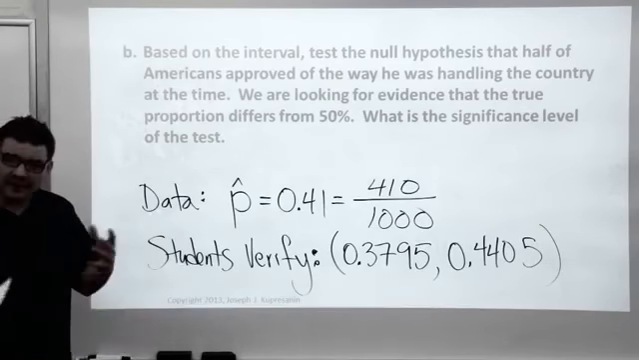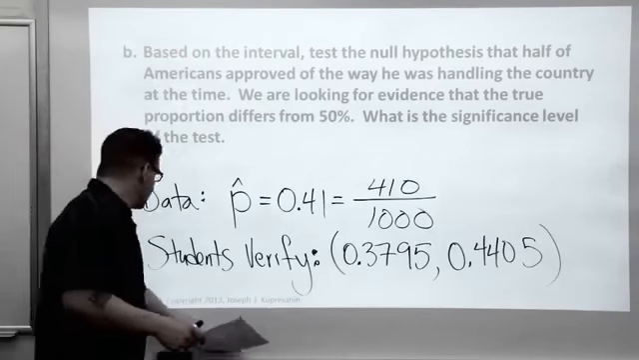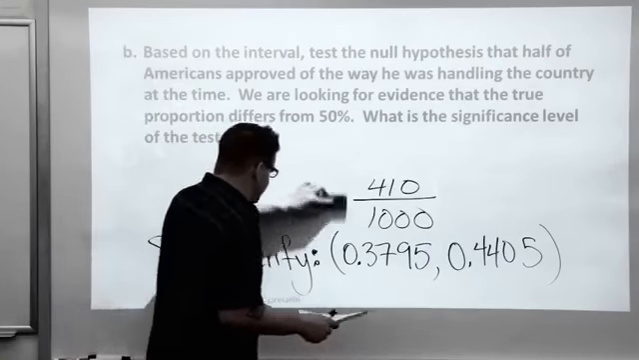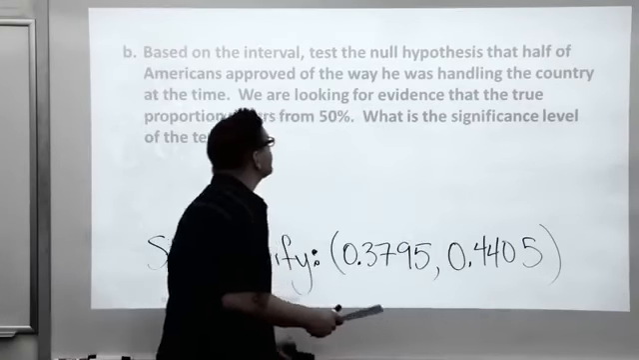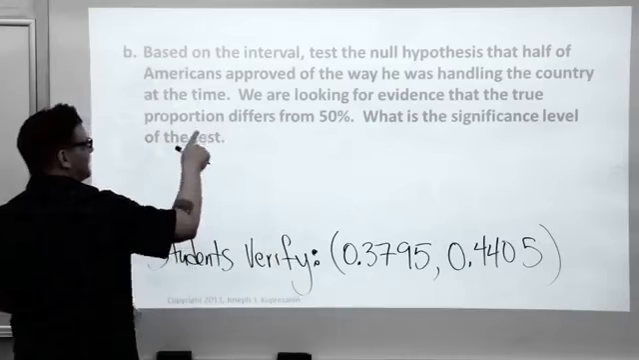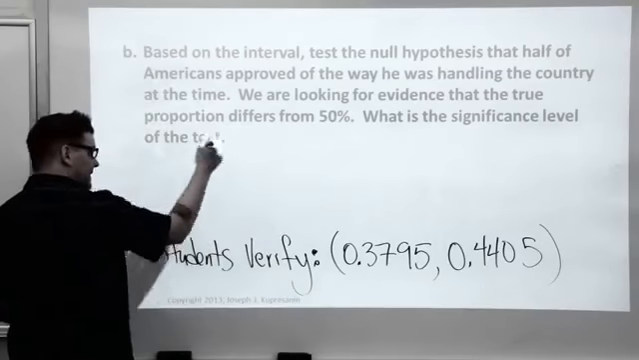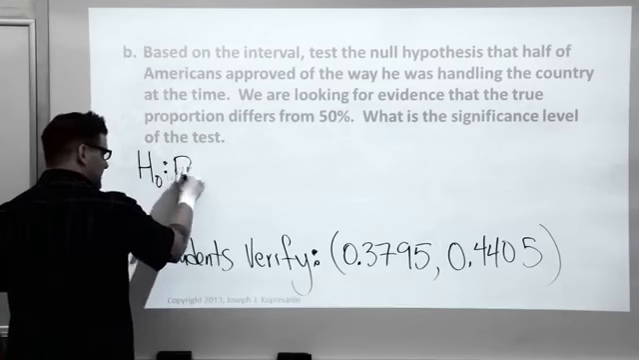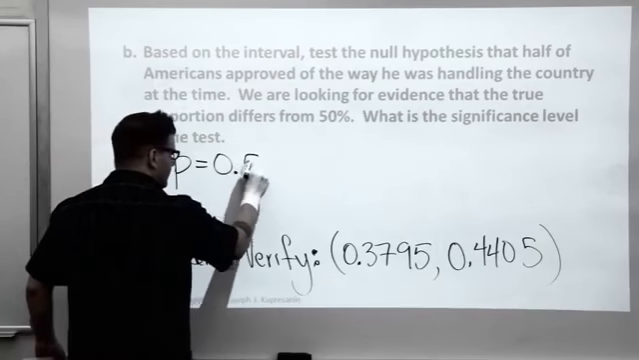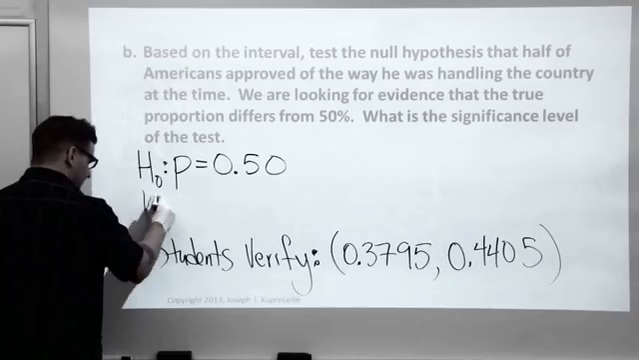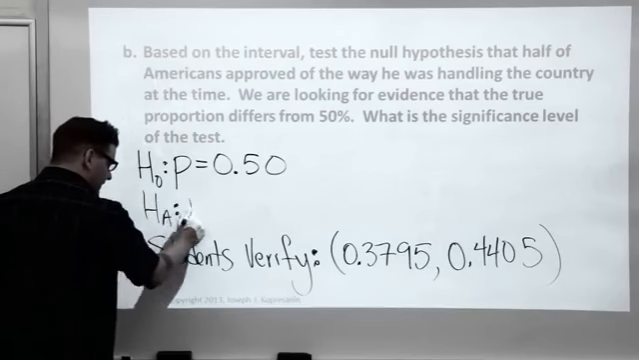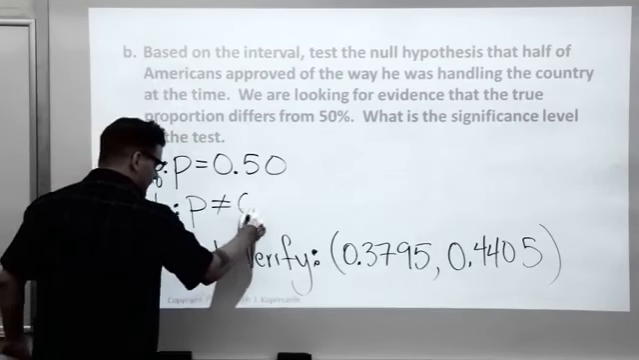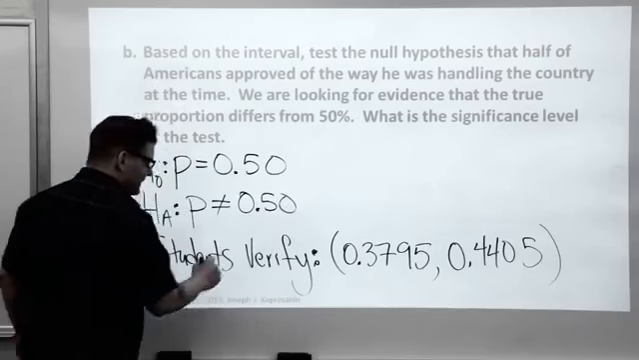All right, I'm going to run the test strictly with the confidence interval. Make a little bit of space here. We'll leave the interval at the bottom. Test the null hypothesis that half is 50%. So the hypotheses would be H sub 0: p equals 0.50, and H sub a, the alternative: p not equals 0.50.